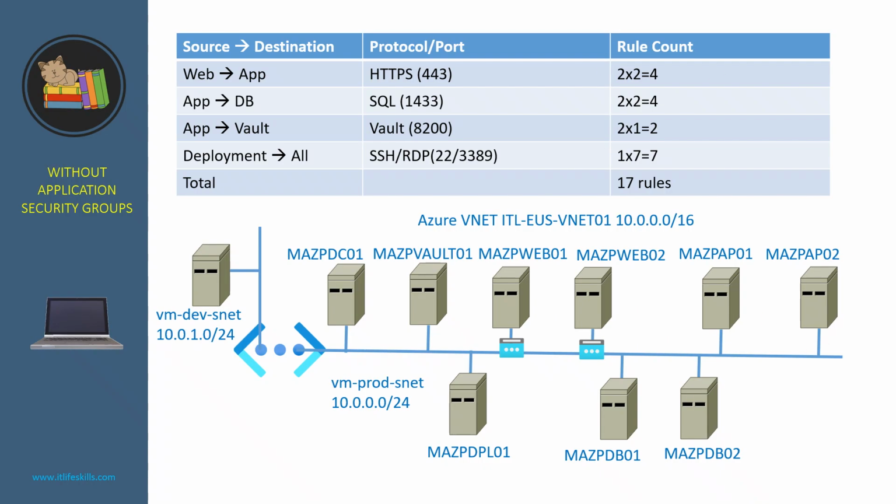Similarly, to allow the application servers to access the database servers, we need to create 4 rules. And to allow the application servers to access the Vault server, we need to create 2 rules. And to allow the deployment server to access all the servers of the application, we need to create 7 rules, which means we need to create 17 rules in total to satisfy the requirements, and the number of rules will increase as we add more servers to the application.